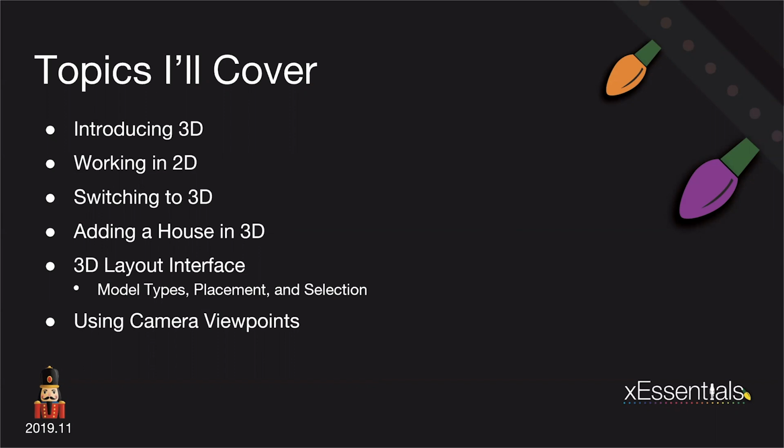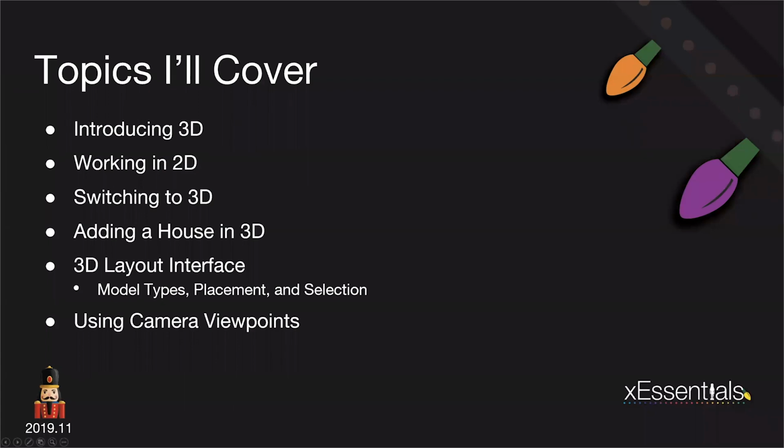Then it's a pretty big section. The next one is the layout interface, and that's how the model types are grouped and how they all react and how you place them and select them. And then finally, it'll be going over camera viewpoints and what you can do with those.